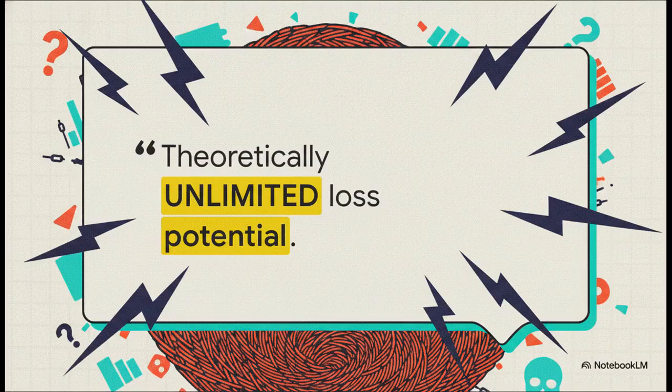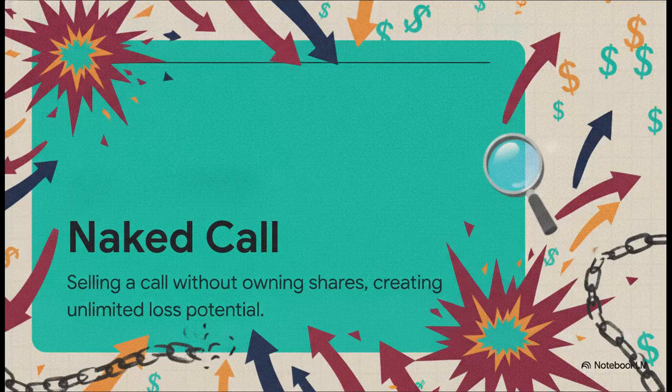But, we really can't talk about strategy without talking about the darkest corner of the derivatives market. Theoretically, unlimited loss potential. It is the most dangerous and heavily scrutinized concept in the entire industry. So what actually creates that unlimited loss? The naked call. This happens when a trader sells a call option, promising to deliver shares at a specific strike price, but they do not actually own those underlying shares.